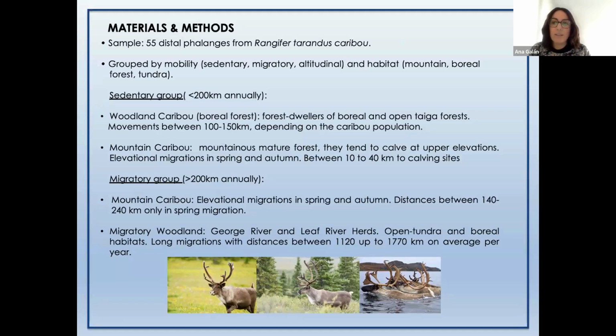In the context that biologists use in Canada, the sedentary group means that they travel less than 200 kilometers annually. So in this group, we can include woodland caribou from the boreal forest. They are forest dwellers, and their movements are mainly between 100 and 150 kilometers per year, depending on the caribou population. The mountain caribou inhabit the mountainous mature forest, and they travel between 10 to 40 kilometers to the calving sites.